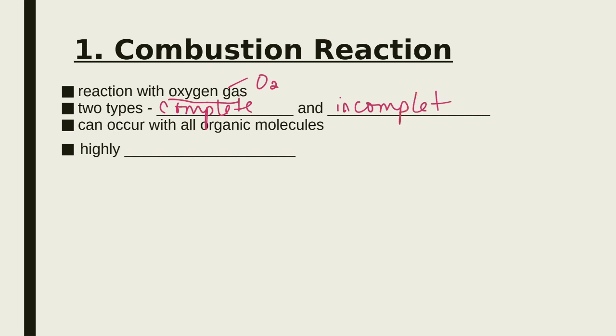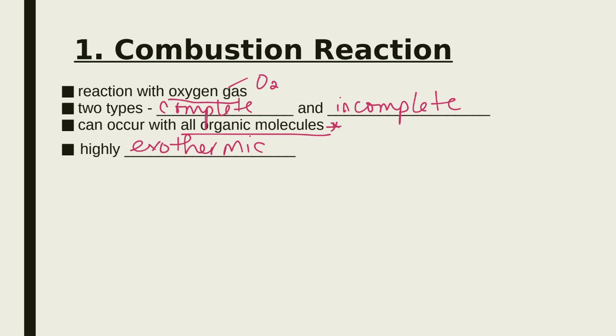And this just means that the amount of oxygen that is present is different. In complete combustion, you have lots of oxygen. In incomplete combustion, you don't have enough oxygen to totally bust apart your molecule. Combustion reactions can occur with all organic molecules. This is very important. So you can combust an alkane, an alkene, an alkyne, an aromatic, and also any other organic family that exists. They can all undergo combustion reactions. And they're highly exothermic, which means that they release a lot of energy.